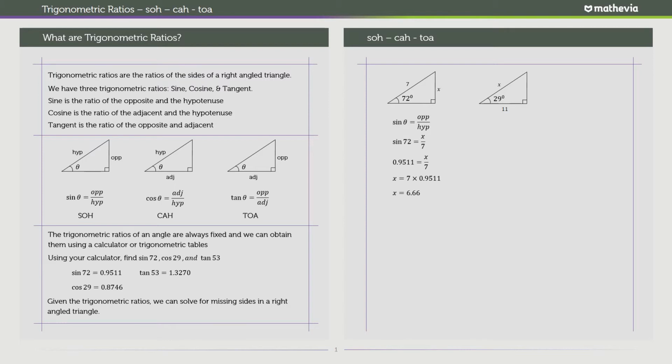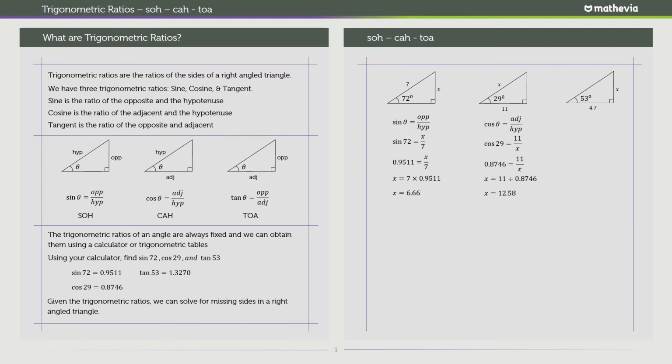So if you're given a triangle where the adjacent is 11 and you're looking to find the hypotenuse, you can just work the algebra. The cosine of 29 equals 11 divided by x, so 0.8746 equals 11 divided by x, and you work your answer. You should end up with x as 12.58.